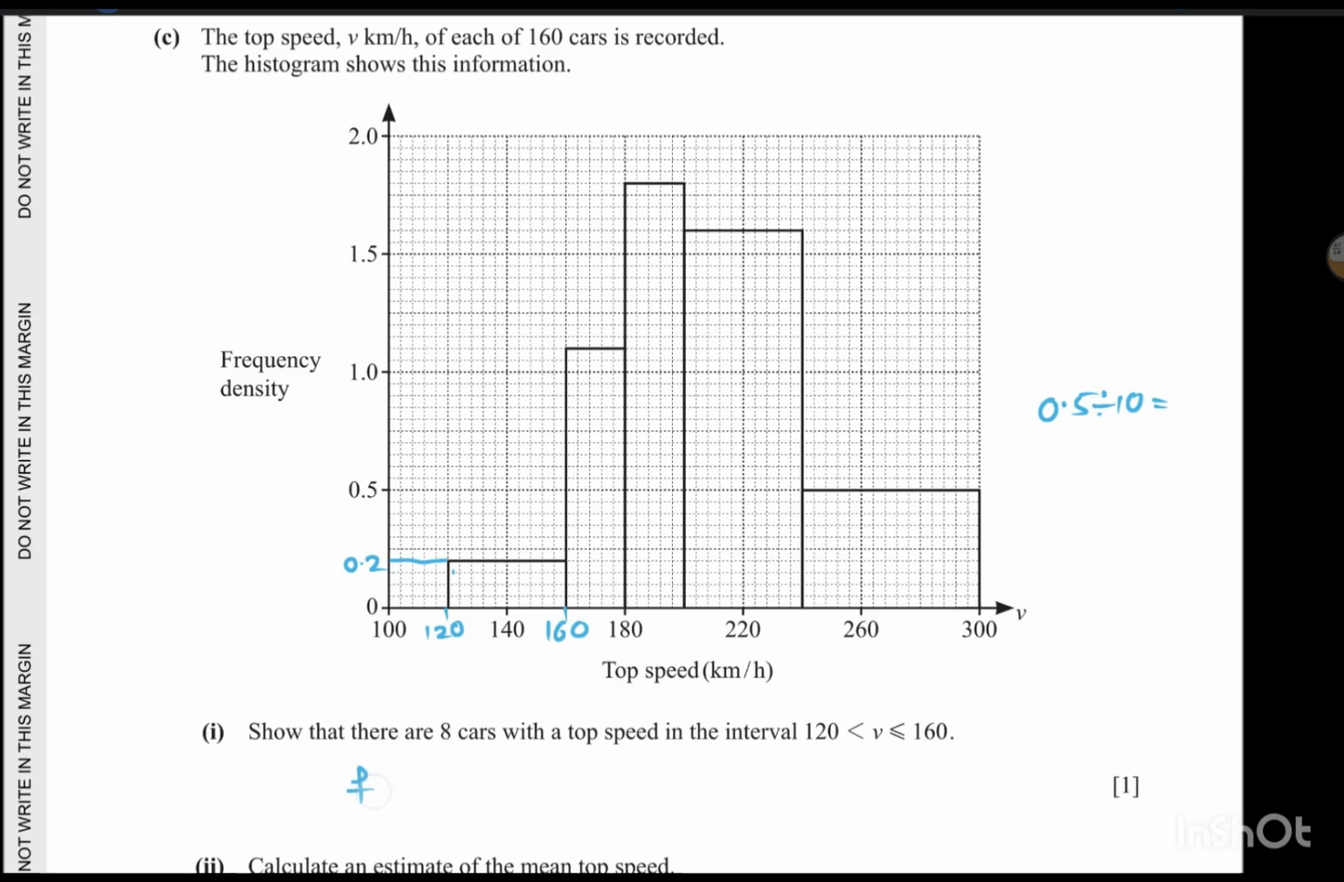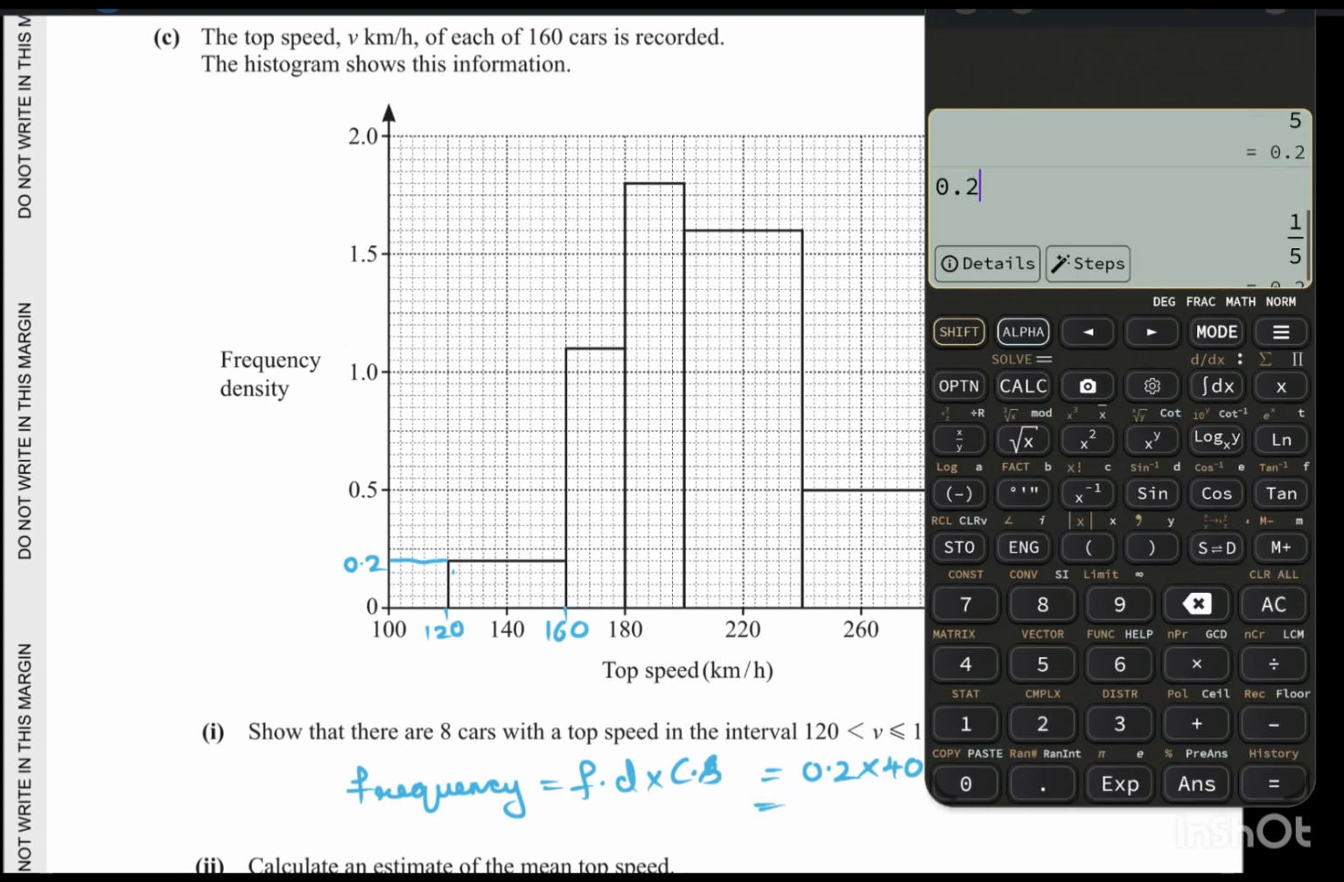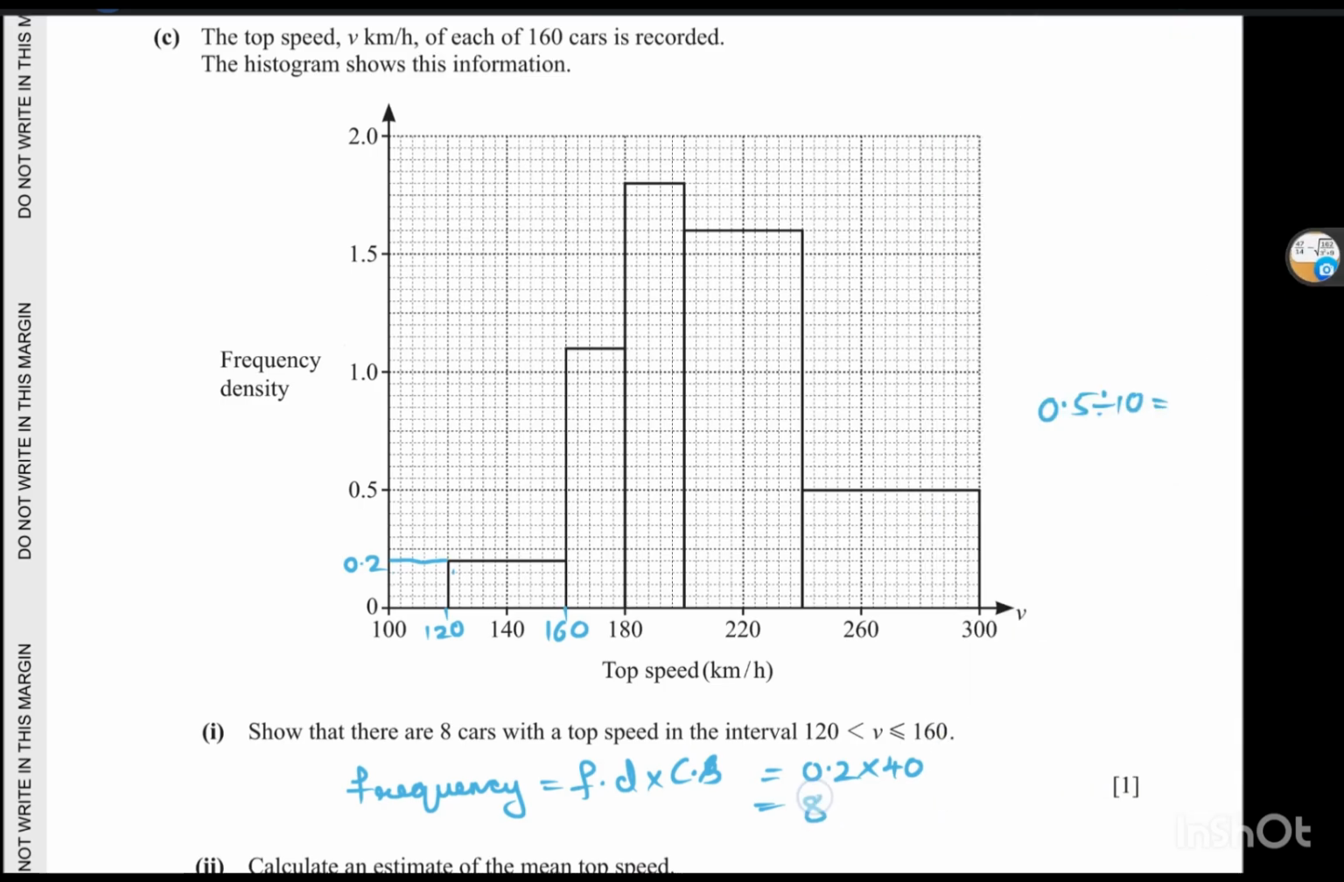Now frequency is equal to frequency density multiplied by class size. So frequency density is 0.2, class size is 40. That is 8. So therefore the number of cars with top speed having 120 to 160 kilometers per hour is 8 cars. Question number 1 is done in C.